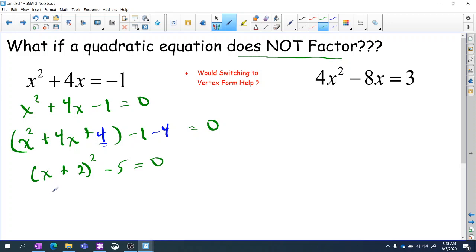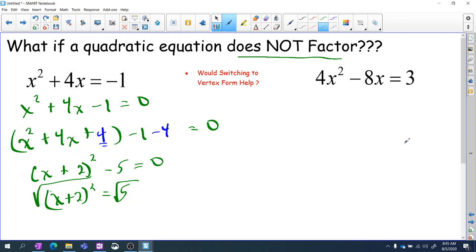So let's use the strategy we just were shown. Isolate this. So (x + 2) all squared is equal to 5. Take the square root of both sides. Now here's the difference. In our 2 prior examples, this number was a perfect square, so I could easily take the square root of it.